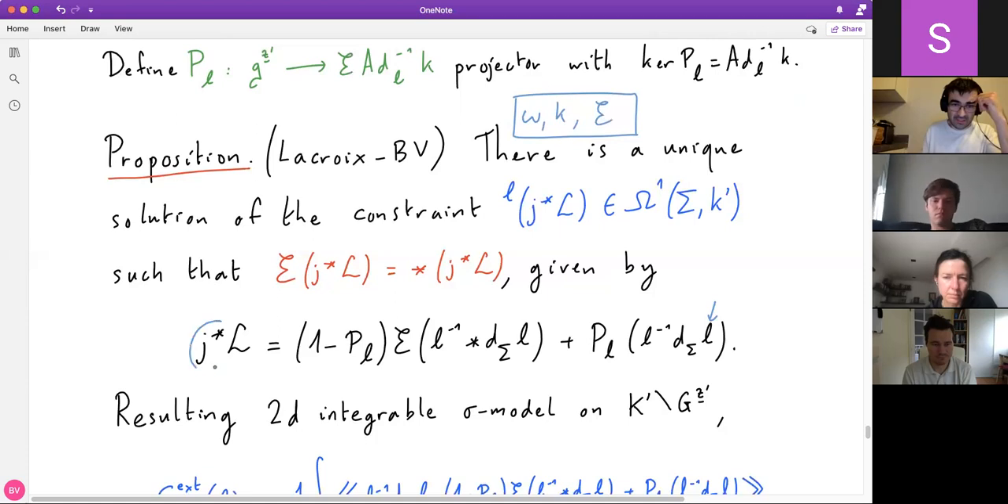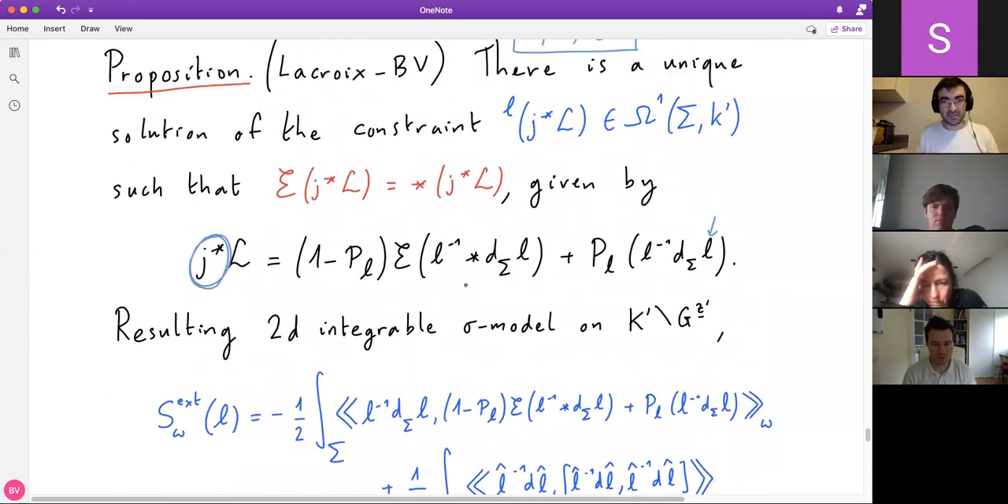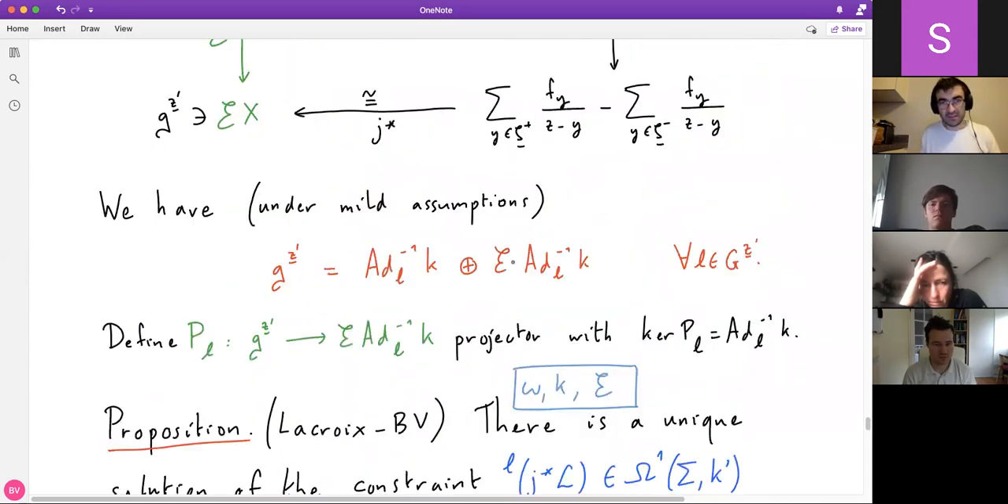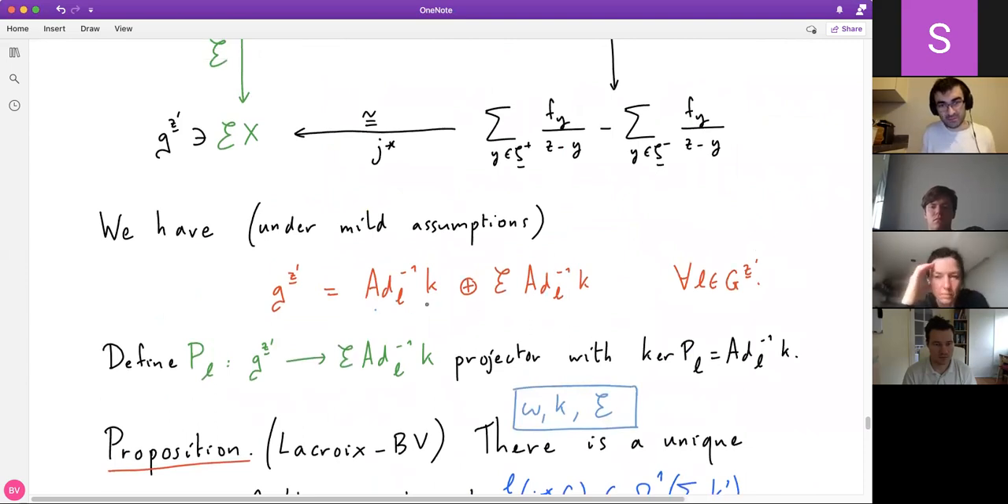So remember, this is an invertible map here. So in fact, I can lift this to an expression for the Lax connection itself. This will be a meromorphic connection on sigma, which depends on L, and it's defined uniquely by the fact that its pullback to the defect is given by this quantity. What's PL? PL is a projector. I claim that with an E operator defined in this way, I have a decomposition of the defect Lie algebra into two pieces like this, and PL is just a projector onto this factor along the other factor.